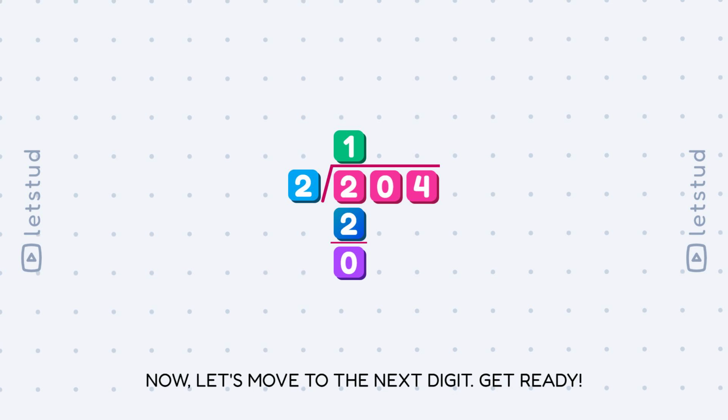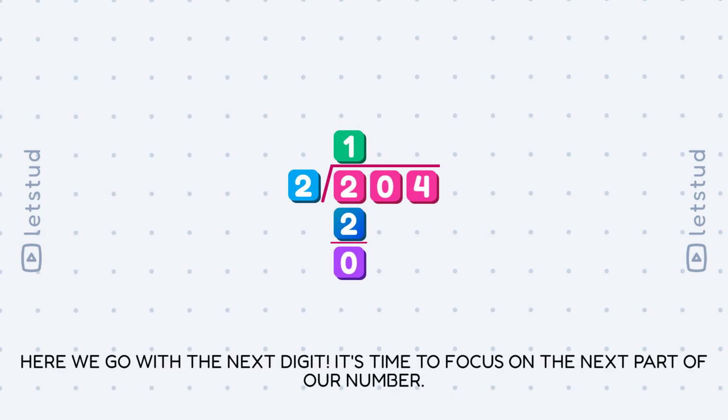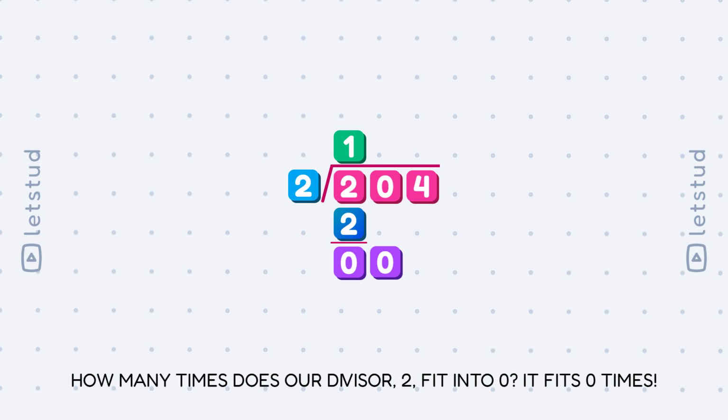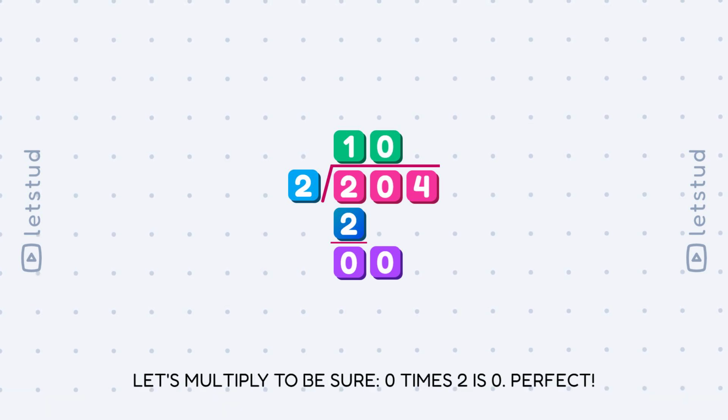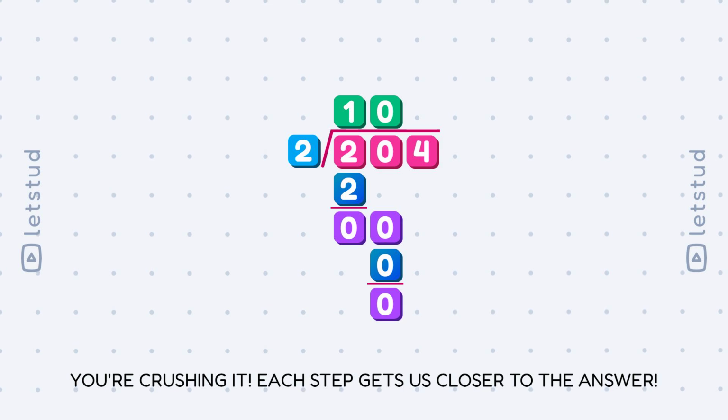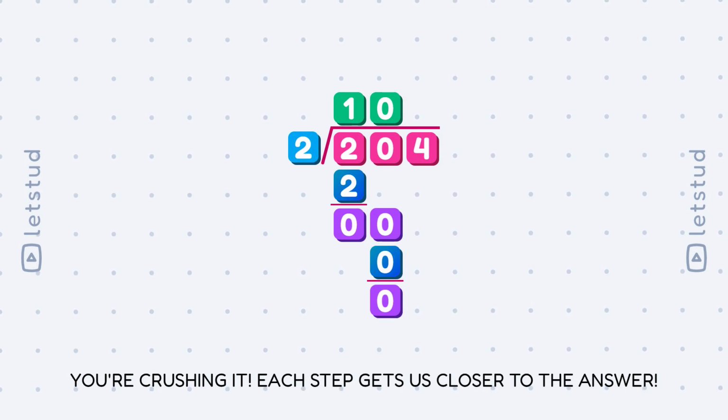Now let's move to the next digit. We bring down the next digit from 204, which is 0. Now we have 0 to work with. How many times does our divisor 2 fit into 0? It fits 0 times. Let's multiply to be sure. 0 times 2 is 0. Perfect. Subtracting now. 0 minus 0 gives us 0. We're still on a roll. You're crushing it. Each step gets us closer to the answer.